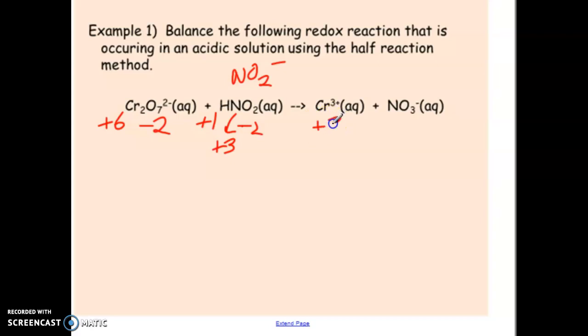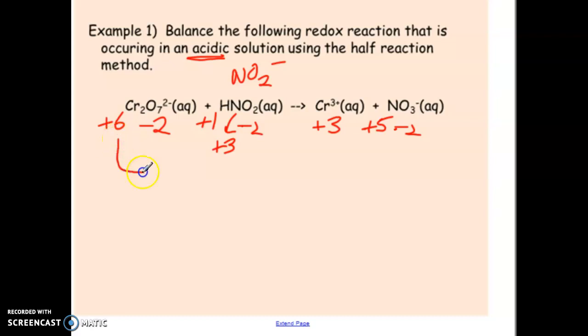Here we have a chromium ion. It's a simple ion. Oxygen is -2, and this nitrogen is going to be +5 because we need the -6 and +5 to give us an overall -1. Okay, so let's identify what is happening first. We're doing an acidic example first so we can see what it would look like, and then we'll do an example looking at a basic solution as well.